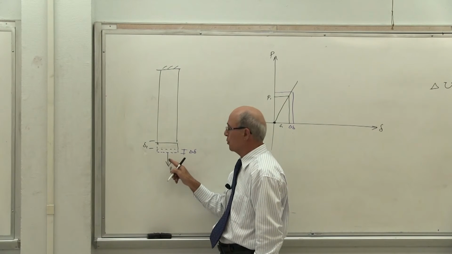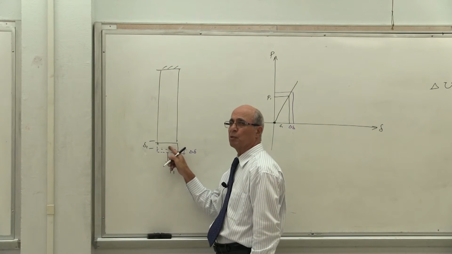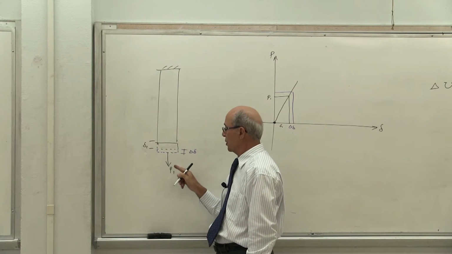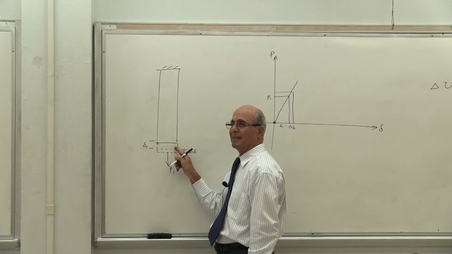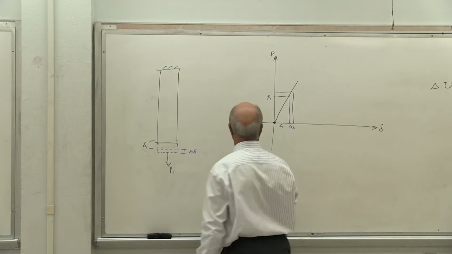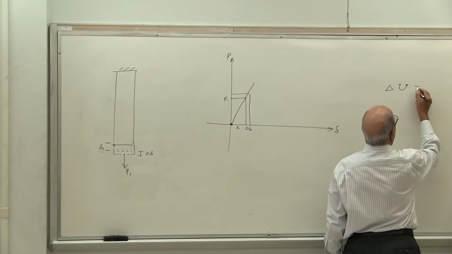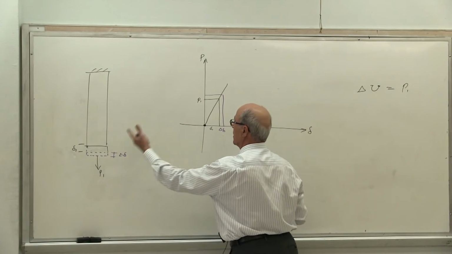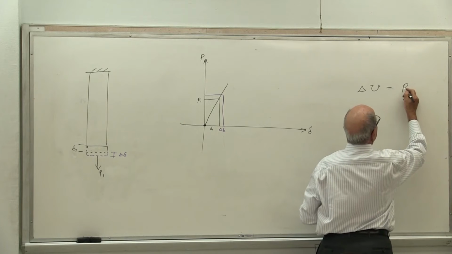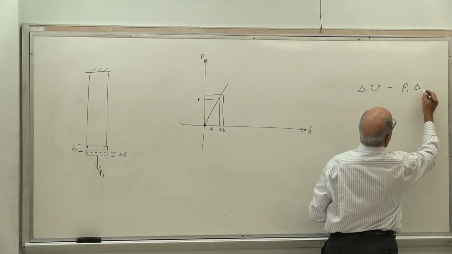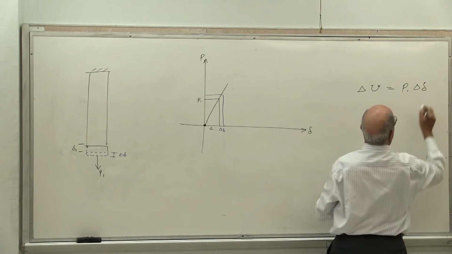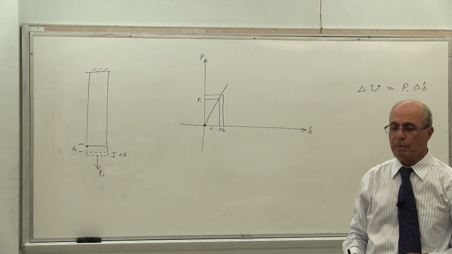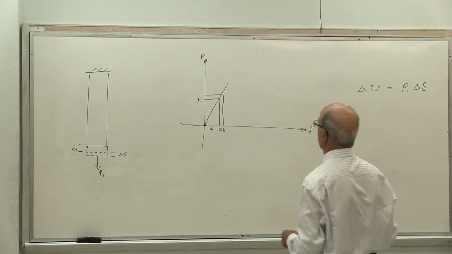P1 times, look, P1 is here. From here goes to here. That's the amount of work. Work equal to force times distance. So it is P1 times what? What's this? Delta. So delta U was equal to, because of adding delta P and removing it, I have stored this much energy. Delta P times delta, how much delta? Is that correct or not? Yes? Correct? P1 times delta.